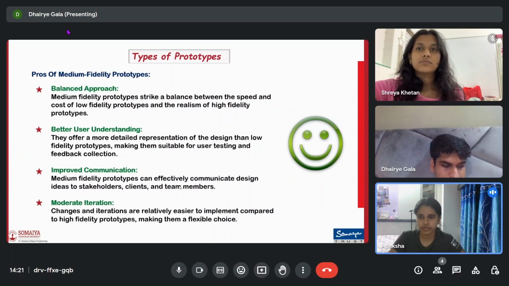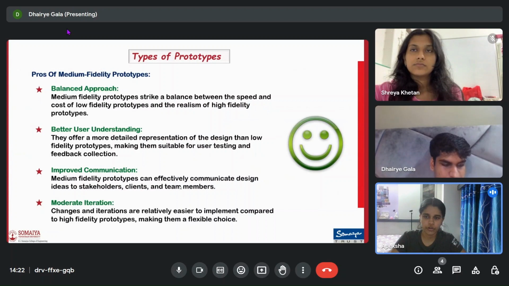Third one is improved communication. So it can effectively communicate design ideas to stakeholders, clients, and team members. Last one being moderate iteration. So changes and iterations are relatively easier to implement compared to high fidelity prototypes since it is more complex. Therefore, it is a flexible choice.